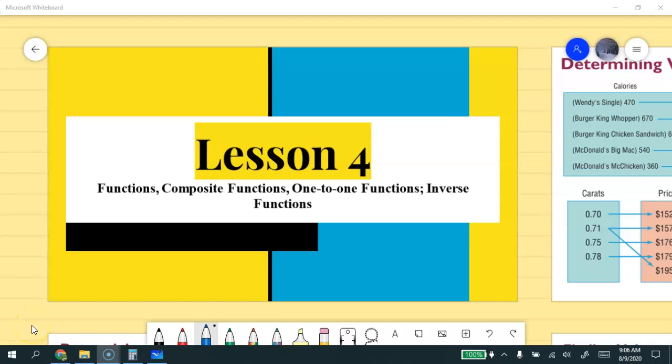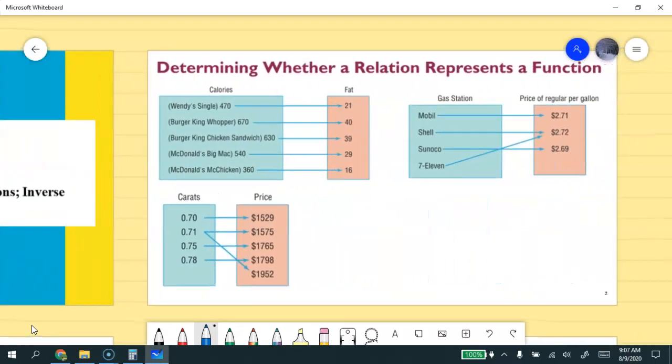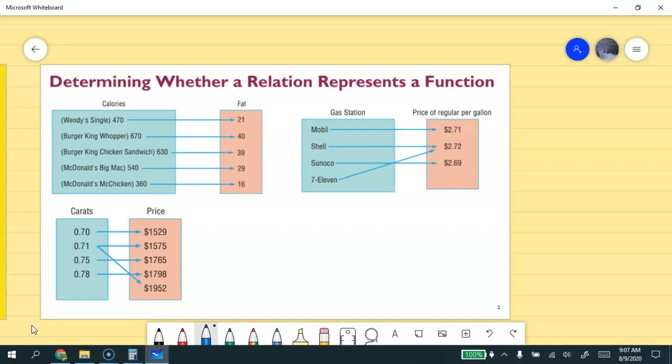In lesson number 4, we're going to learn about functions, composite functions, one-to-one functions, and inverse functions. Because it's a pretty long lesson, we're going to be splitting this up into multiple components, and the beginning part of this lesson begins with functions. First thing that we want to do is be able to tell whether something is a function or not.